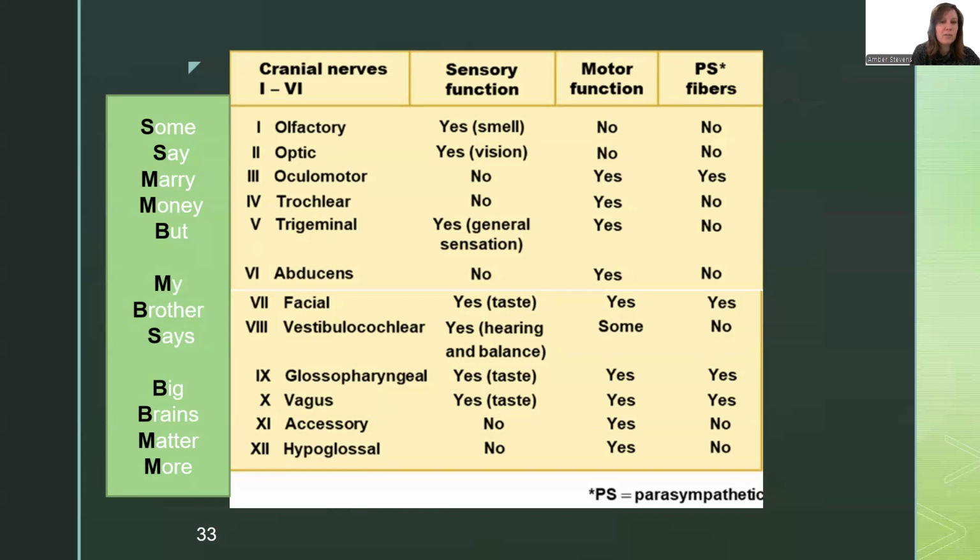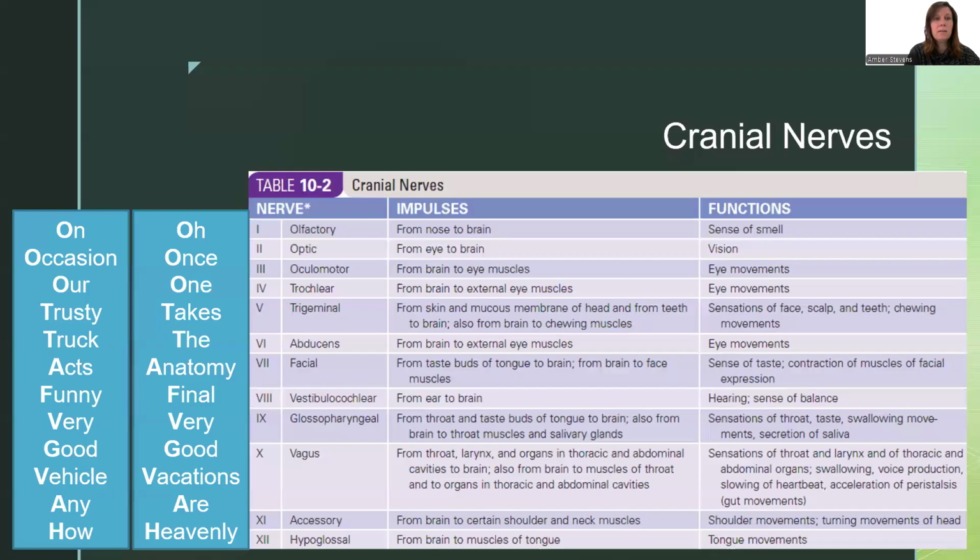So you can see how that goes. If you just remember that saying, write out 1 to 12. You can write out the first letter of each of those words in the saying, and you will know if that corresponding number is sensory or motor or both. We have this table here. The first letter of each word in the following sentence will correspond to the first letter of the cranial nerves in ascending order from 1 to 12.